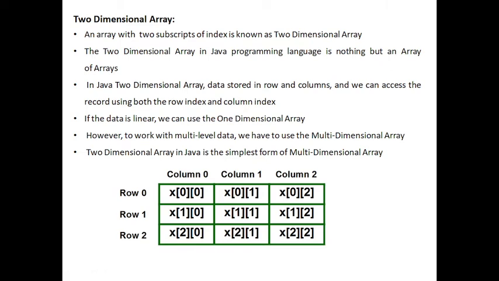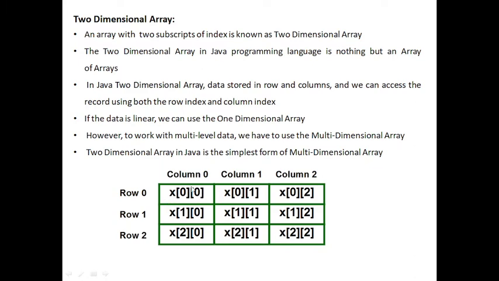We know that in arrays, indexes always start from 0. That's why here the row index starts from 0 and the column index also starts from 0. When it comes to the name of a memory location, if you want to store an element here, you have to write the name of the array, and the row index and column index of this particular cell. This is a cell.